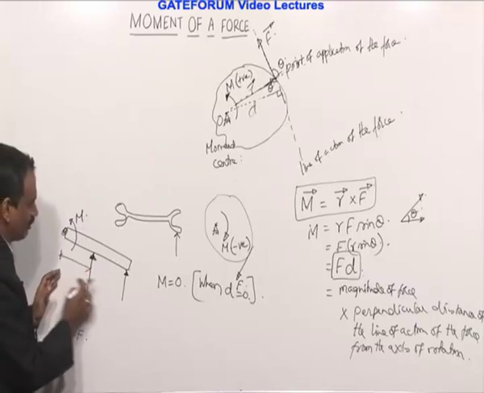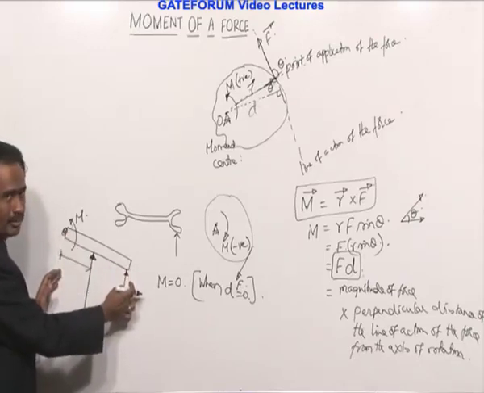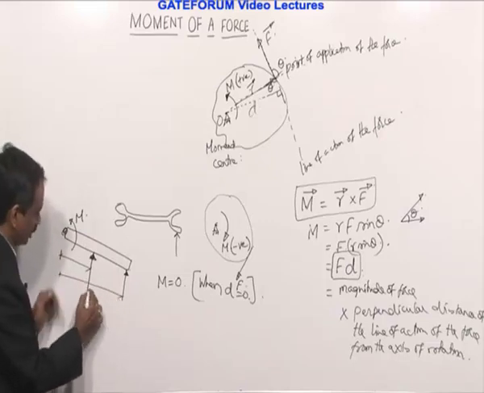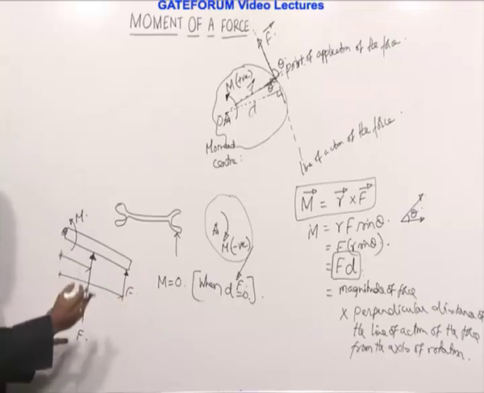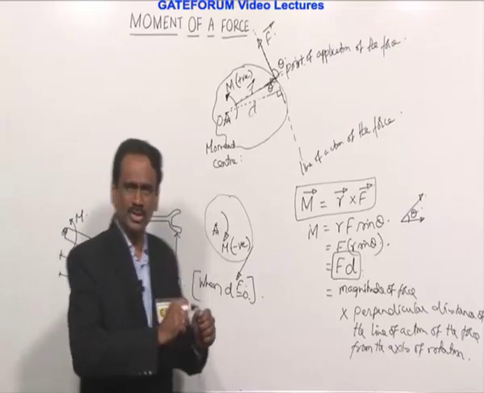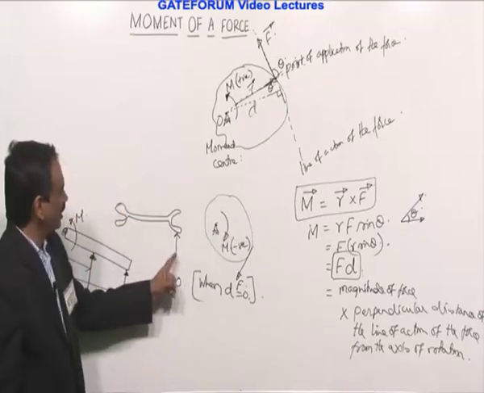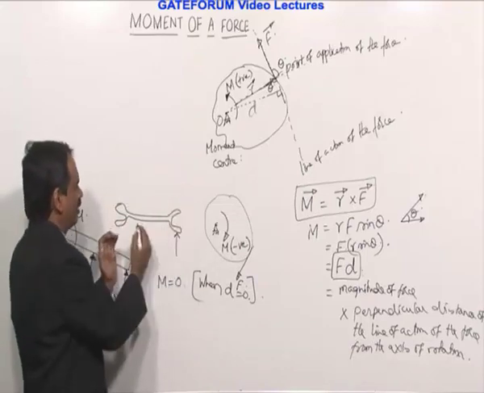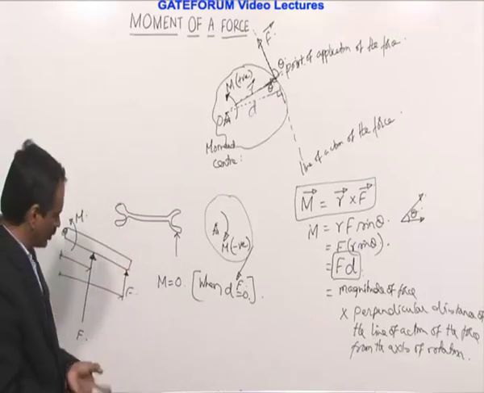Whereas when I apply the force far away from the hinge, or the axis of rotation, then this d will be greater. When d is becoming greater, F can become smaller. This is the reason why we apply force towards the end of the door to easily open the door. In the same way, in the case of a spanner, we apply force at the end of the spanner, not here. If you apply it here, you will have to exert more force.